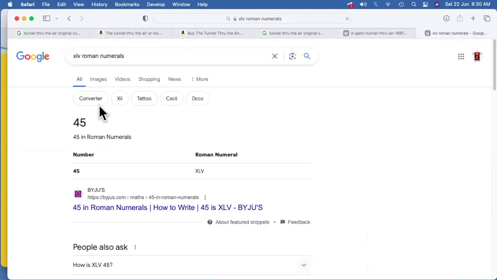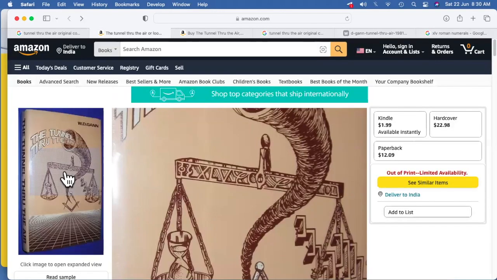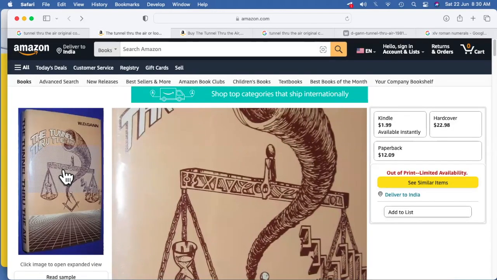XLV. XLV is a Roman numeral that we see over here. And if you search on Google, you'll get about 45. So it talks about 45 degrees. This is what we will be assuming, because 45 degrees is something which is important. And we can also see that the beam is slightly inclined. So maybe that may be the reason.